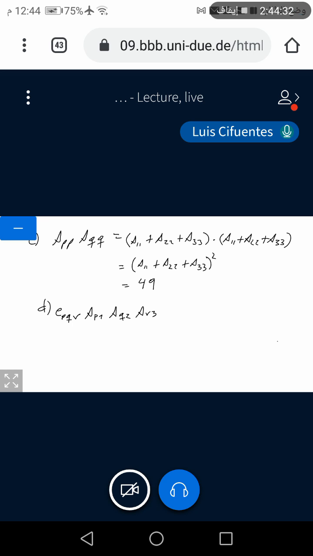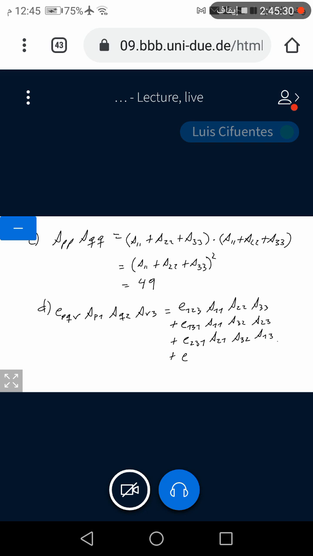Playing with the permutations of this Levi-Civita symbol, we have the following: a_12... a_11, a_22, and a_33, plus, in the other way around, a_11, a_32, a_23, and then a_21, a_32, a_13.